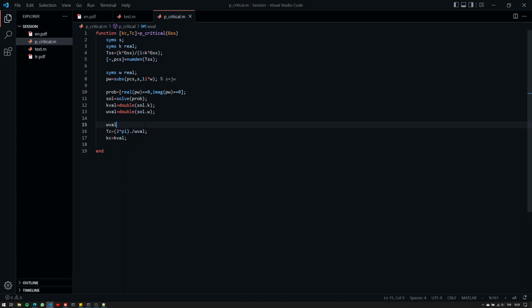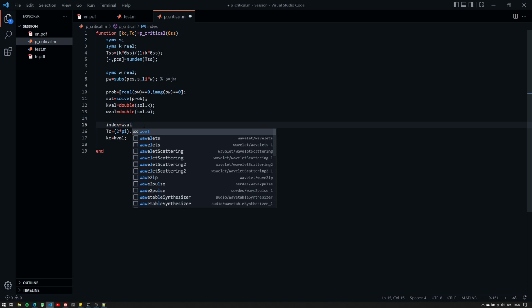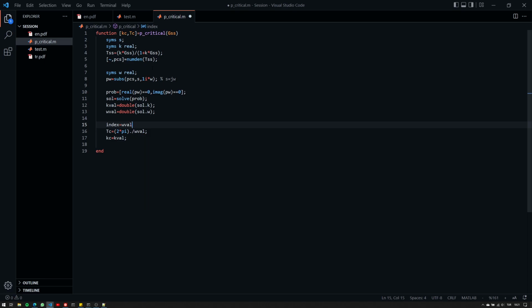Therefore, let's get the indices. Index equals omega val. Now this is again important. If you have a first order system, then you might cross the origin. Or in this third order system, we again have the origin included. In order to be able to include the origin, instead of having greater than 0, we have greater than or equal to 0. This is important.